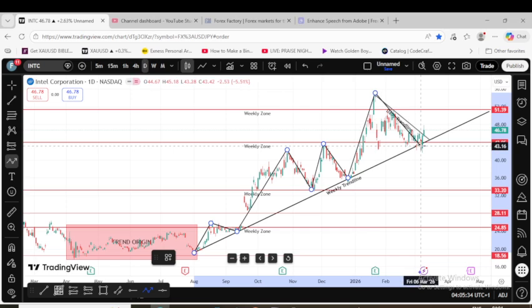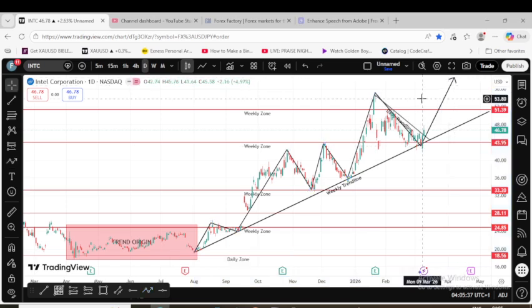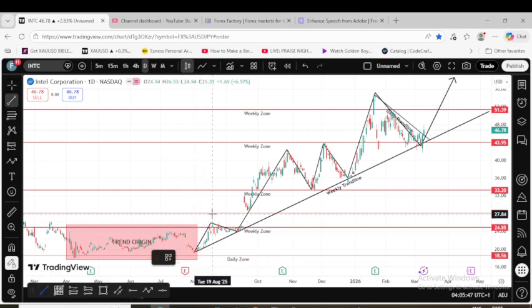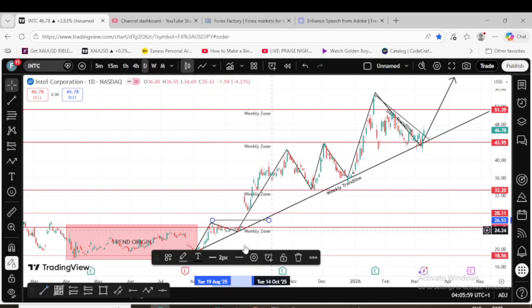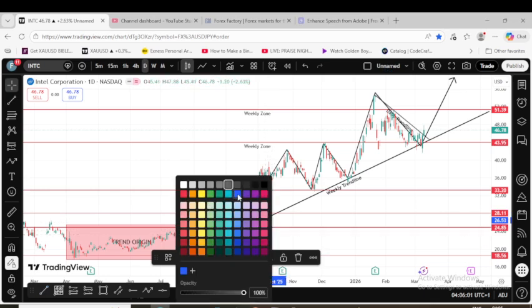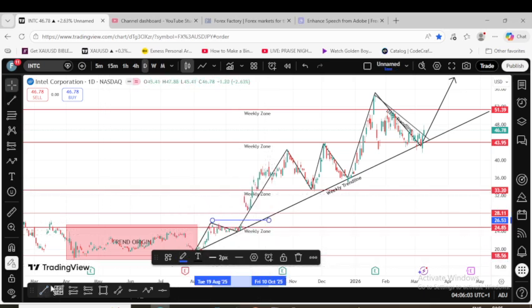So we should be expecting a new impulsive move. At the breakout of this triangular range, there will most likely be a new impulsive move. So let's mark out our swing highs and our swing lows, and then let's mark out our market structure.